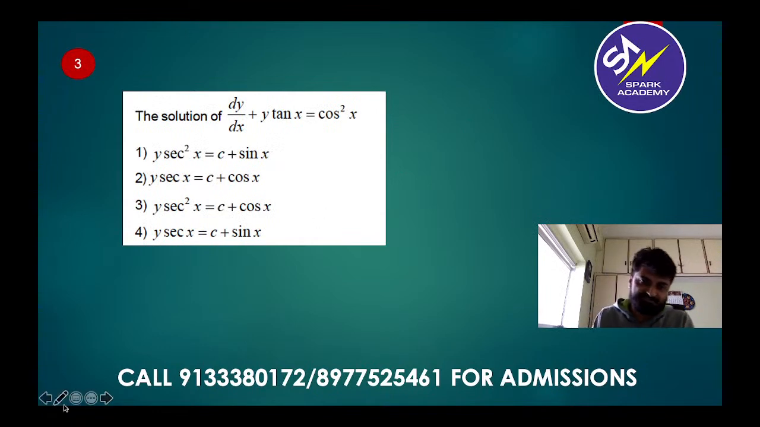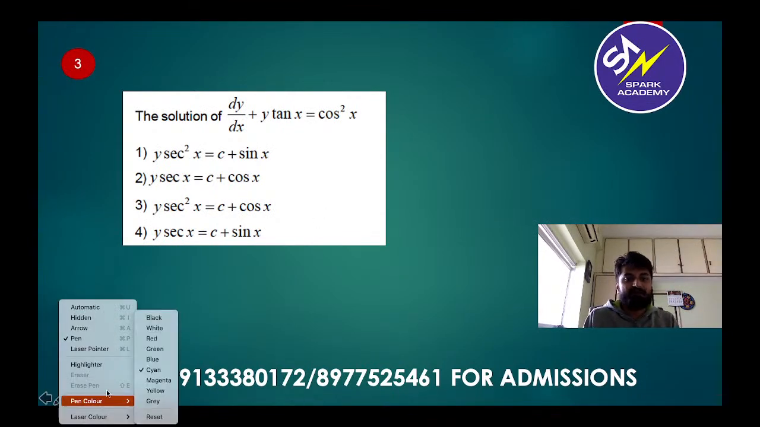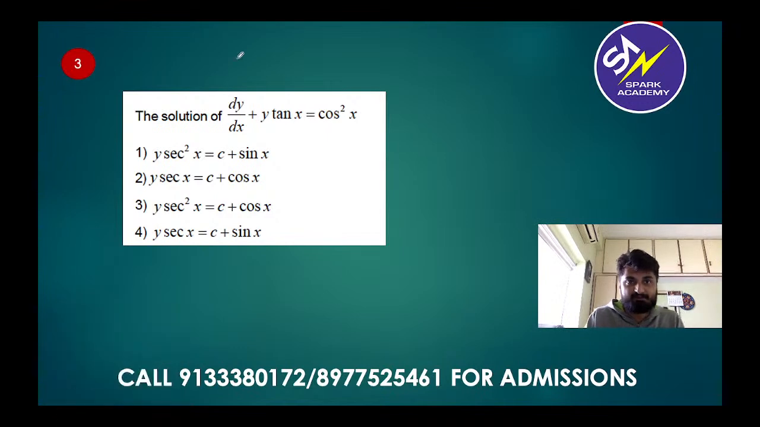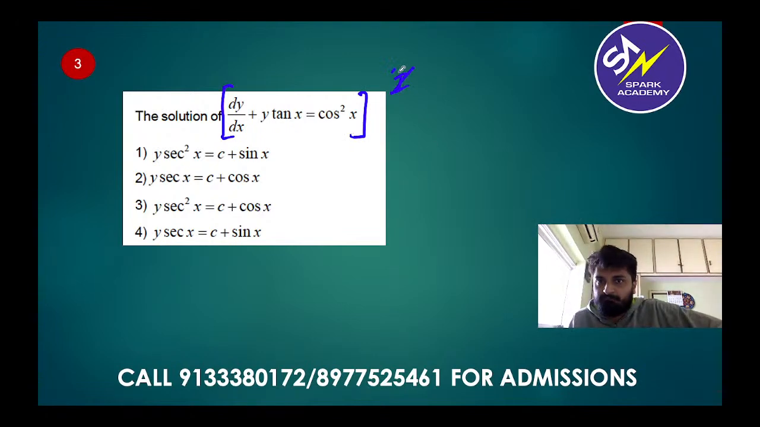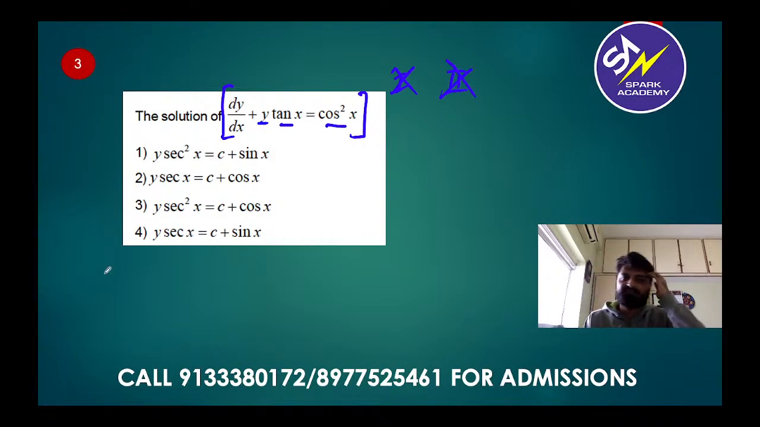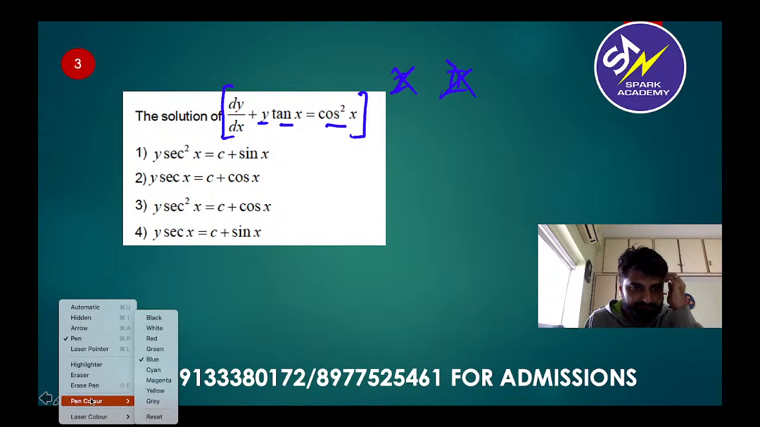Now what about this case? Can you tell me now? I'm waiting for comments. Then only I'll start my question. dy by dx plus y tan x equal to cos square x. Which method should we use? Can we have method 1? No. I can't use method 1. I can't separate y and x. Is it homogeneous? This is square. This is 1. This is 1. I can't use second. So which method should I use, folks?